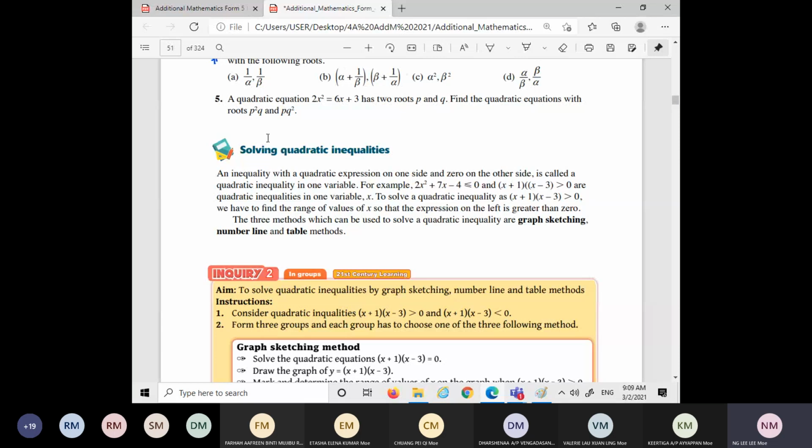So this is what we're going to learn for today. Solving quadratic inequality. Before that it was equations, but today is an inequality. When you have an inequality, it is either bigger than or smaller than, or it can be bigger than and equal, smaller than and equal. So there are 4 types of it.